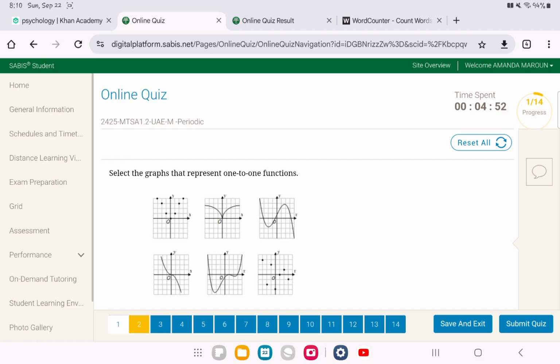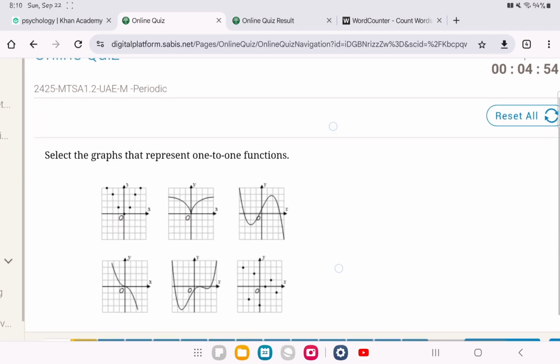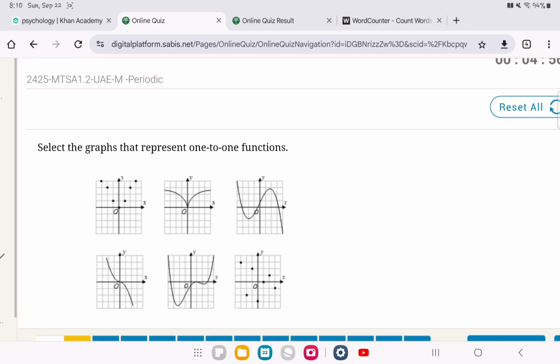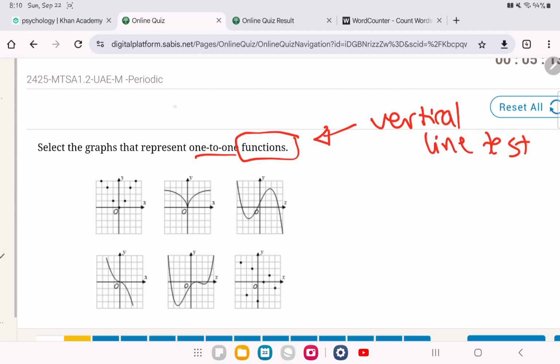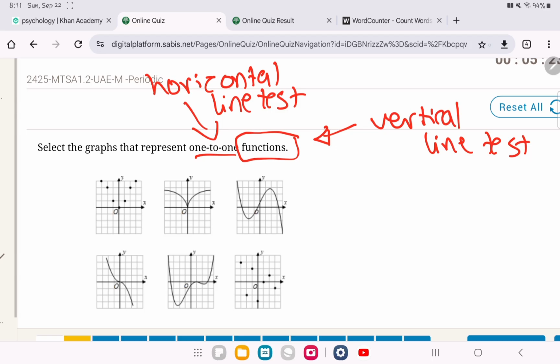Question number 2. Select the graphs that represent one-to-one functions. First of all, whenever they say one-to-one functions, we have one-to-one relations and one-to-one functions. Whenever they're talking about one-to-one functions, we first have to do for the functions the vertical line test. And then for the one-to-one, we do the horizontal line test. Now here we can do very easily the vertical line test like this.